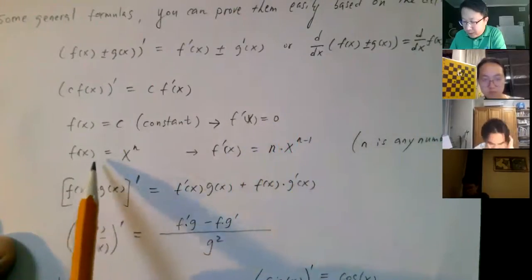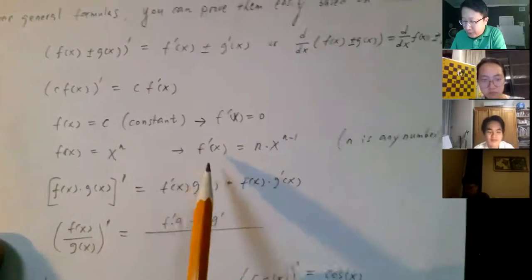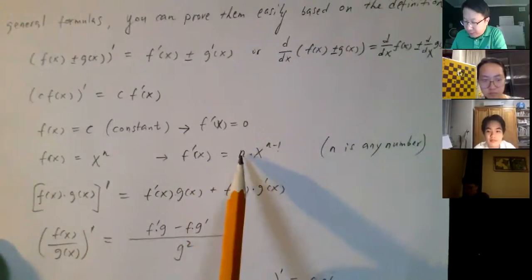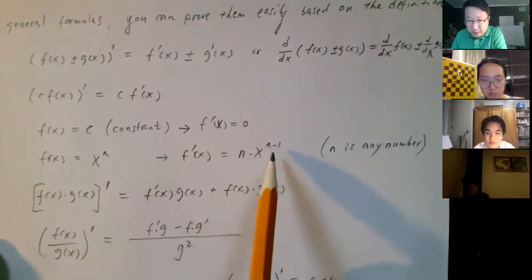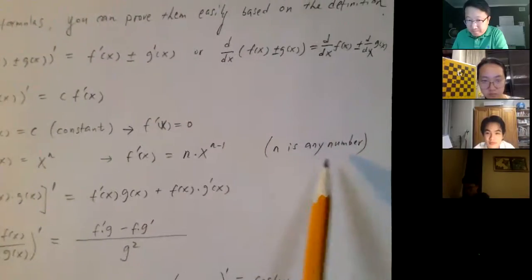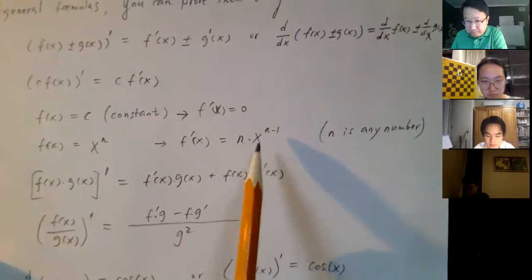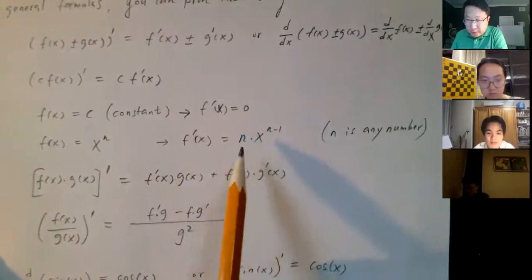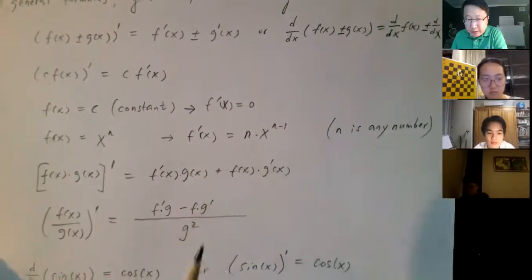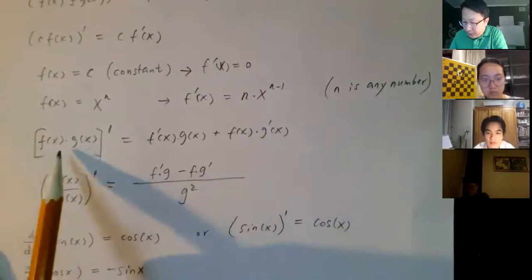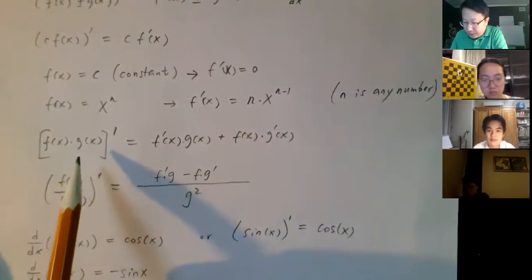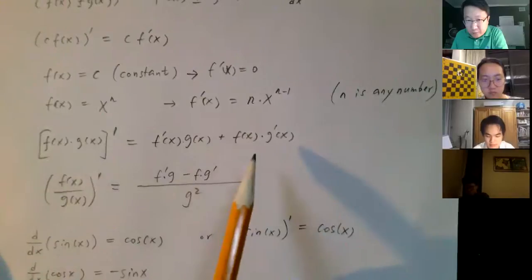So this is an x to the power n function. Its derivative we already know is n times x to the n minus 1: put the n in front and reduce the power to n minus 1. n is any number. You can prove that by going back to your definition. Now the question is getting complicated. You have to take some time to prove this.